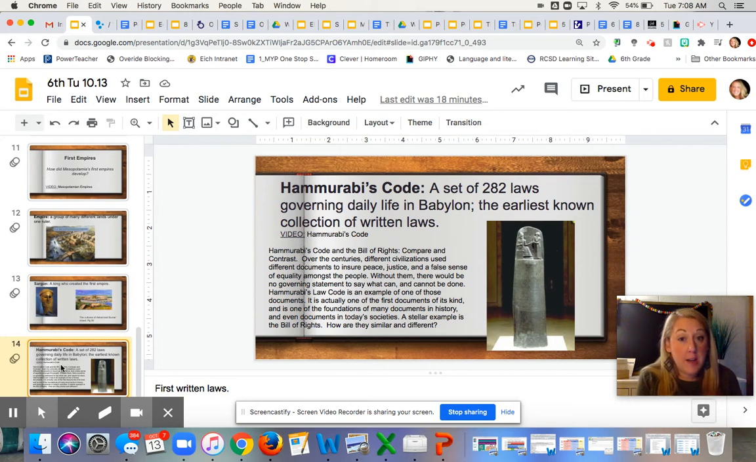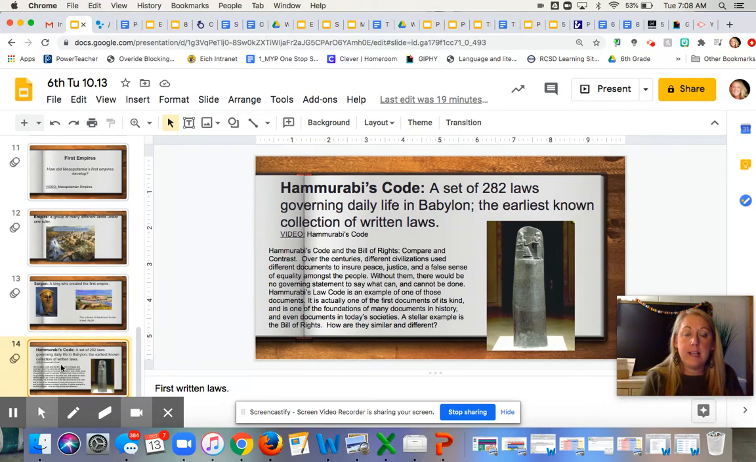It is super interesting. So it's Hammurabi's Code, and it is a set of 282 laws that governed daily life in Babylonian. The earliest known collection of written laws. So Hammurabi's Code and the Bill of Rights, which you might have learned a little bit last year, but probably not, especially with distance learning, but you will learn more about 8th grade.